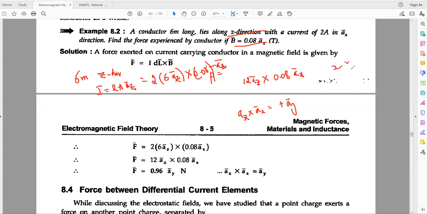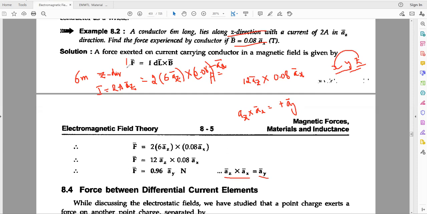Okay. X, Y, Z: the cross product of X and Y gives AZ, Y and Z cross product is AX, and Z and X cross product will give AY. If it is reversed, we'll get the negative sign. So AZ bar cross AX bar is equal to AY bar. The force is equal to 0.96 AY bar.